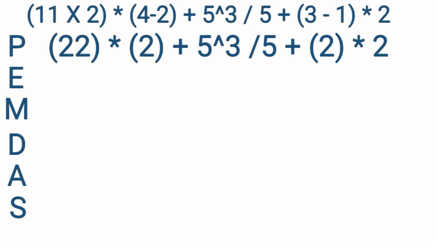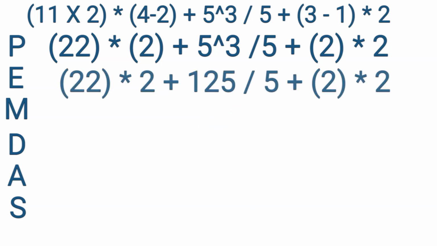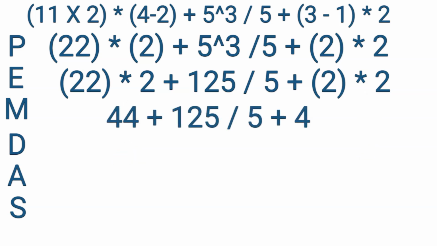We know exponents are next, so 5 to the power 3 equals 125. Okay, multiplication? Yeah, 22 times 2 equals 44. 2 times 2 equals 4. Division? Yep, 125 divided by 5 equals 25. Addition? Well, that's all we have left.